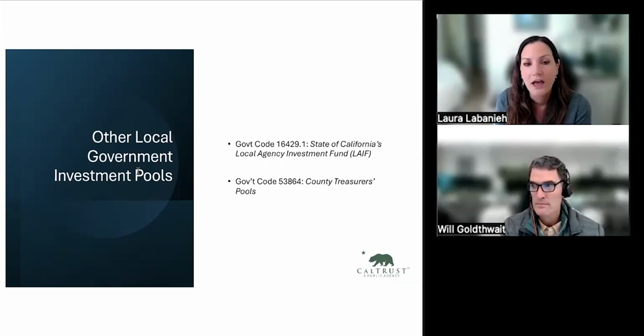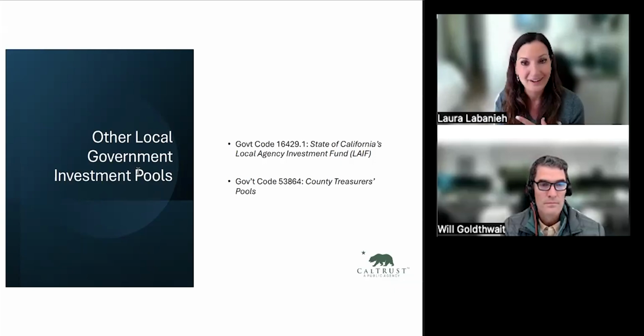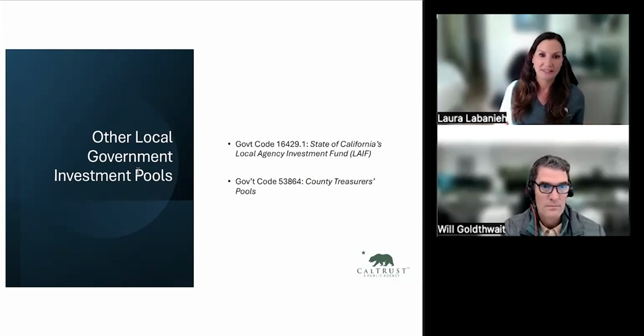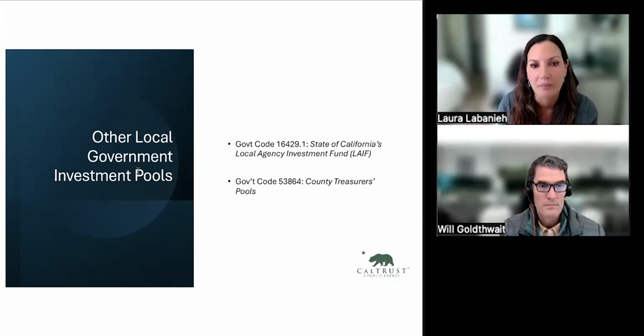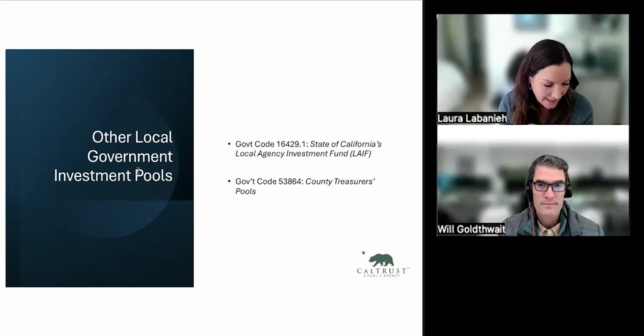Now, there are some variations in these, whereas your LGIP JPAs are managed as their own separate entities. These are different, they're nuanced. LAIF is the state's fund, as you know, and so that's a much larger beast. It is actually part of the state's larger fund, PMIA, and it's managed a little bit differently. Once upon a time, it was the only LGIP option available to most of you. And then our JPAs have grown over time, so you have more options now.